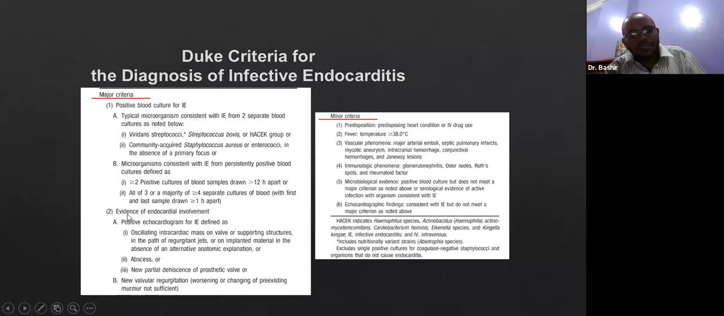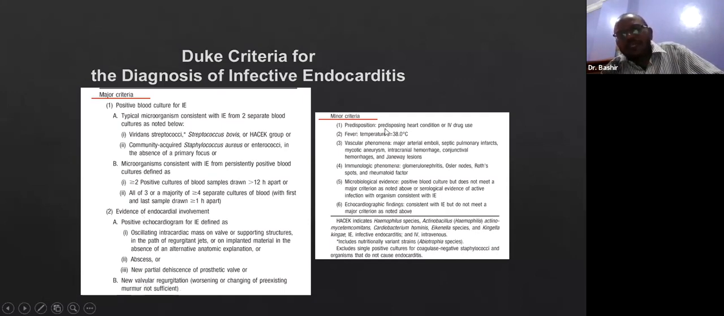The second criterion is evidence of endocardial involvement, and this is by echo, a positive echo for infective endocarditis. You will have intracardiac vegetation or mass on the valve or the supporting structure, or valve regurgitation. If you find an abscess or new partial dehiscence of a prosthetic valve, if the child has a prosthetic valve and you find dehiscence, this is a major criterion.